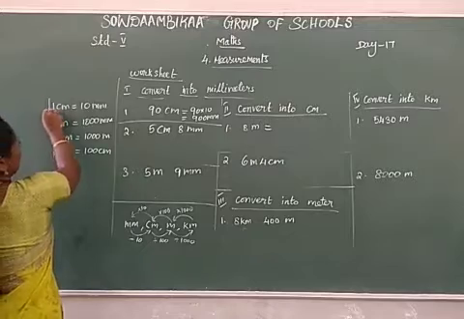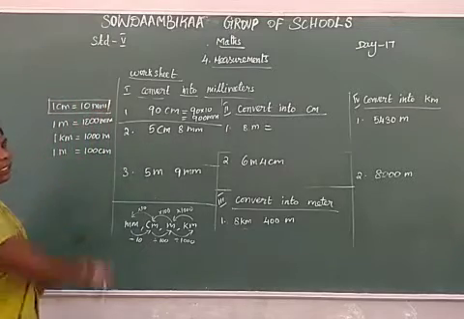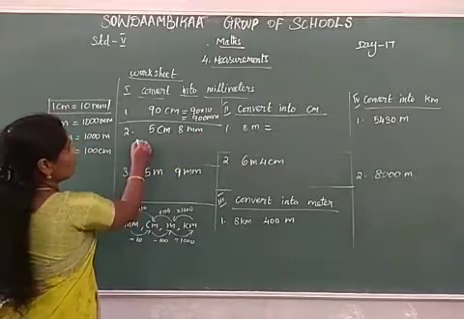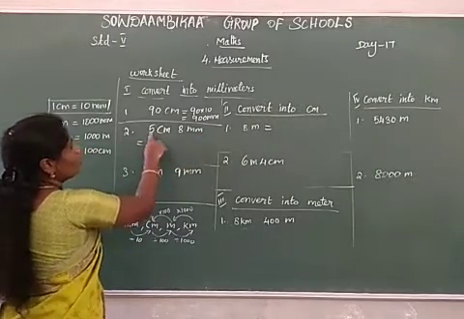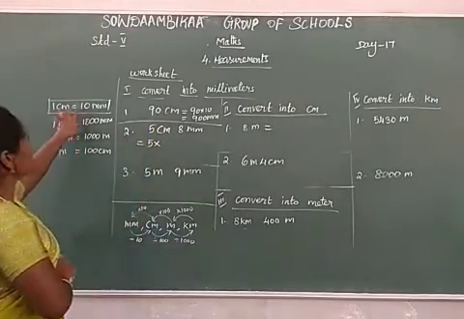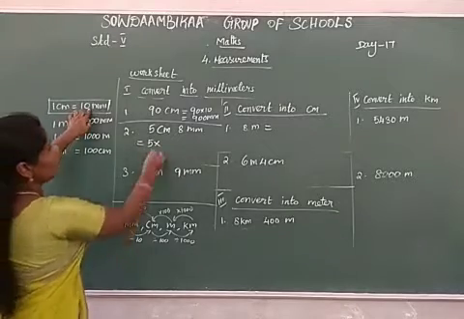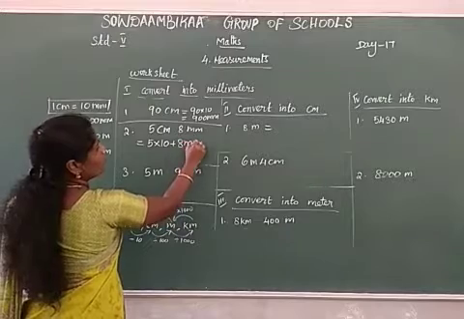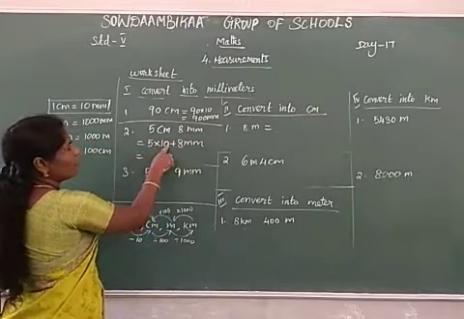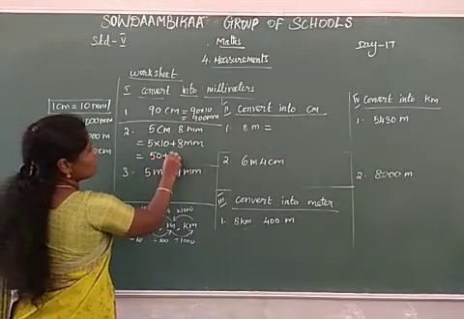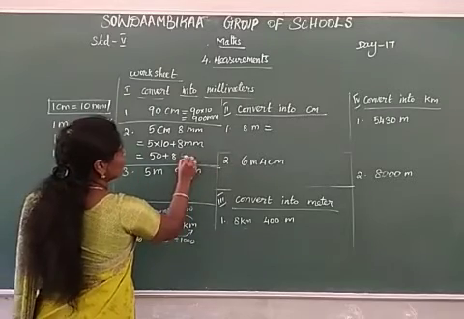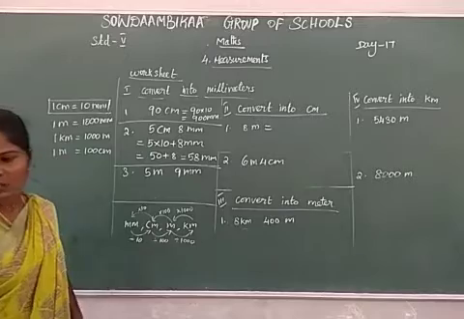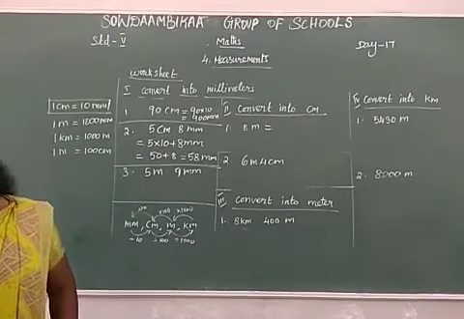1 centimeter is equal to 10 millimeter. Next, 5 centimeter 8 millimeter. 1 centimeter is equal to how many millimeter? 10 millimeter. So 5 into 10, plus the 8 millimeter already there. Okay, so keep it. 5 into 10 is 50, plus 8 millimeter. The answer is 58 millimeter.